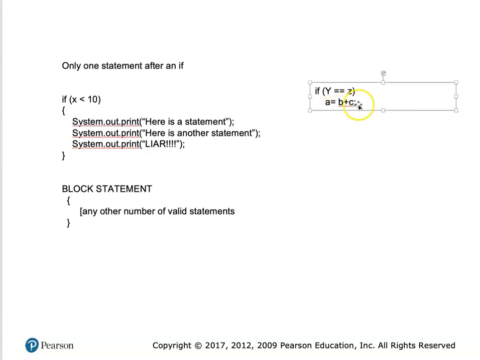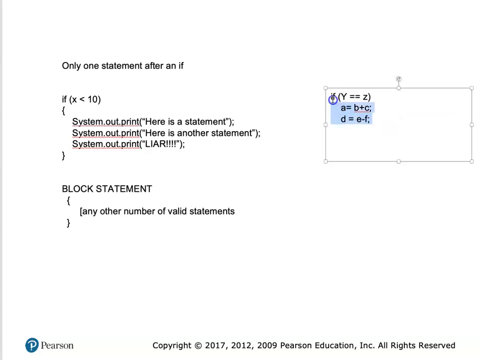In this case, there is just one statement after the if, but if I then realize I need to do something else, if a equals b plus c and d equals e minus f, my indenting may make me think that both of these statements will be run, but in reality what's going to happen, whoops, it's not letting me select. So frustrating.